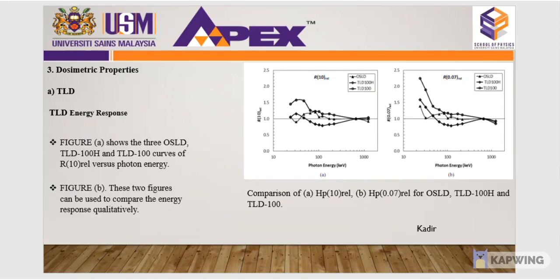Now, the dosimetric properties of TLD energy response. You can note in figure A it shows OSLD, TLD-100H and TLD-100 graphs of response versus photon energy. While in figure B, these two figures can be used to compare the energy response quantitatively.